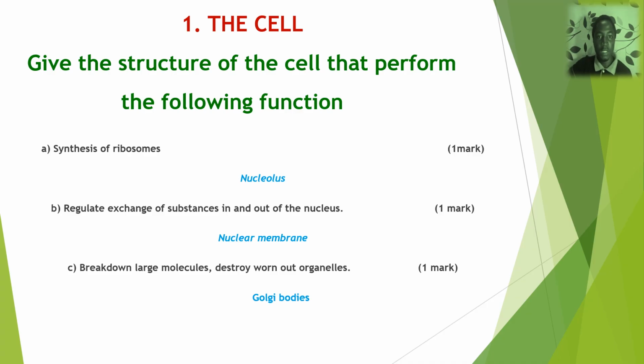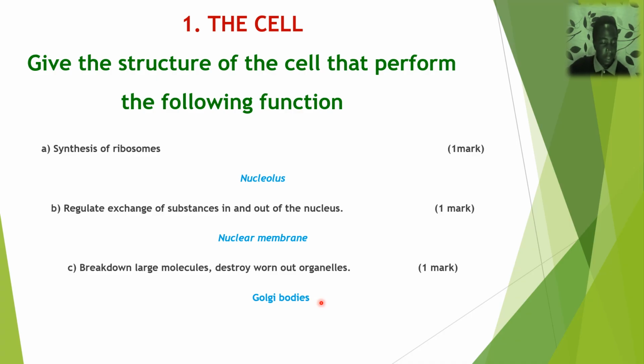Our first question is from the cell. The question says, give the structure of the cell that performs the following function. Our first structure is the structure that is responsible for the synthesis of ribosomes. Then part B, we were also to state the structure that helps in regulating exchange of substances in and out of the nucleus. And then part C, break down large molecules and destroy worn out organelles.